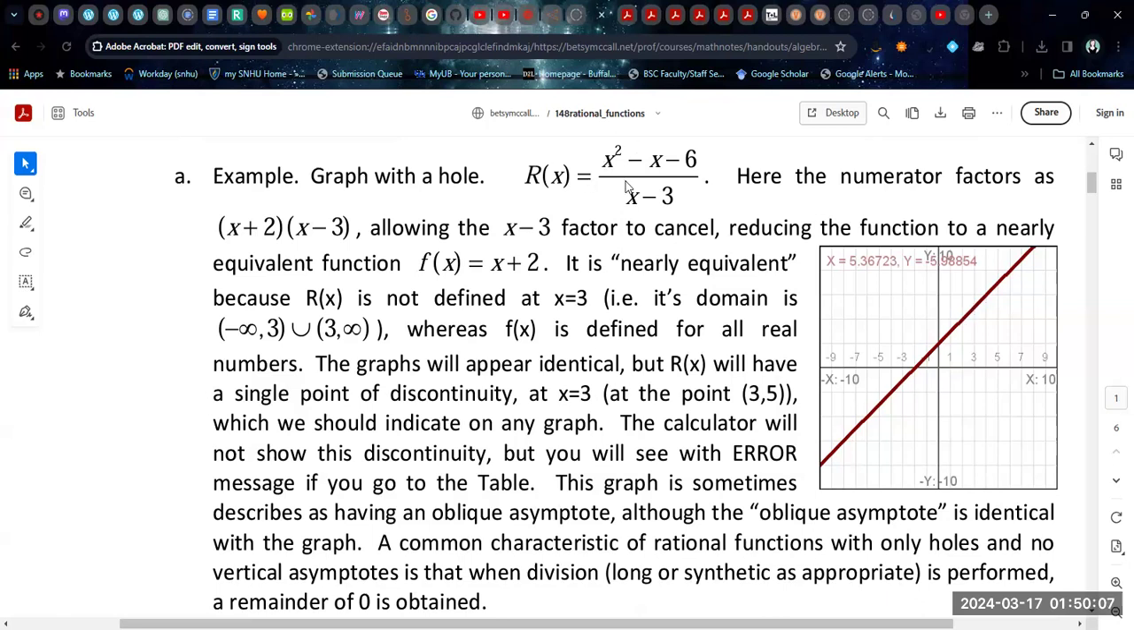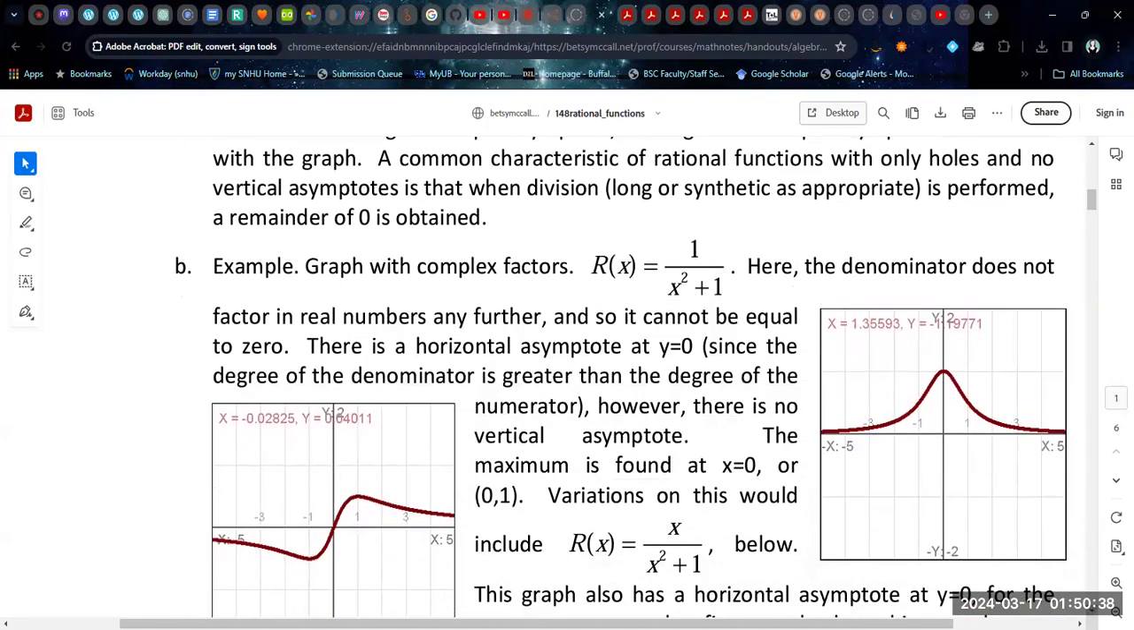If you put your original function into your calculator and you go to the table and you start plugging in values, you will see that at the point x equals 3, you get an error. And then you can plug that x equals 3 into the reduced version of the function to get the y value of that point. Here, that would be (3, 5), which will be right here. And again, you will have to plot this manually because most calculators won't plot that hole for you.